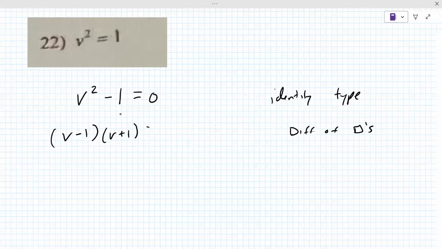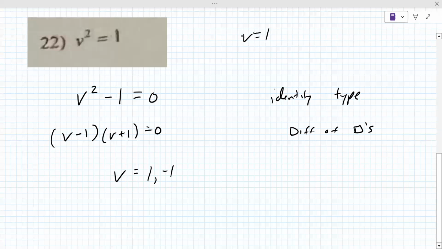Could you also do the square root method there and still get v equals plus or minus 1? Yes. The reason I recommend this is that you're not the kind of student to forget, but some will. They'll just write v equals 1 and get 5 out of 10 on the test on that one, and they're wondering why. That's because you missed an entire solution. Yeah, that makes sense.